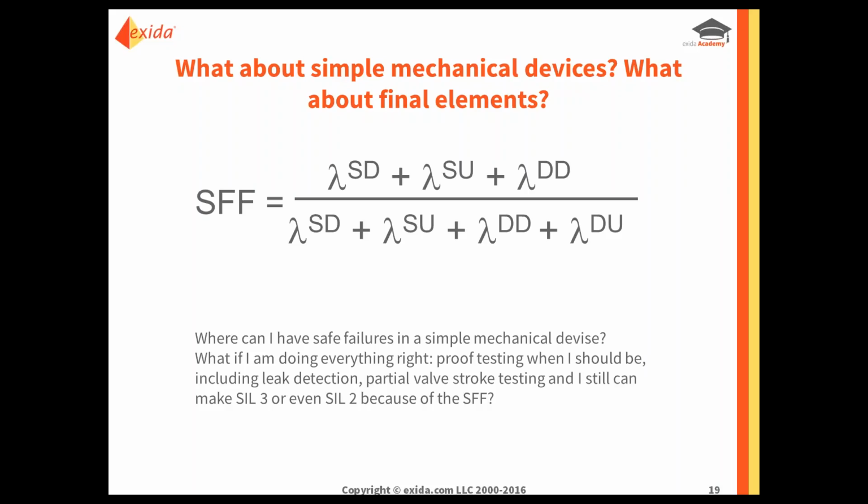And as you can see, I kind of jumped ahead a little bit, but when people look at the safe failure fraction, they'll look and see, well, how can I use this if I have a simple mechanical device? What if I'm doing everything right? I'm doing proof testing exactly when I should be doing it and how I should be doing it. I'm doing leak detection. I'm doing partial valve stroke testing. And I can't even make a SIL 2 or even a SIL 3 because of safe failure fraction. If you're just looking at a valve alone, there's not a way to have automatic diagnostics. So safe failure fraction could be 0, or it could only be 30%, and that looks like you aren't having a safe system, you're not doing things correctly, when actually you could be.